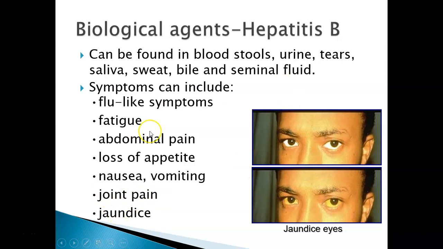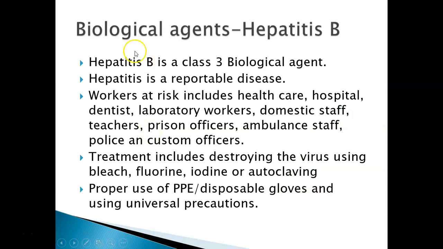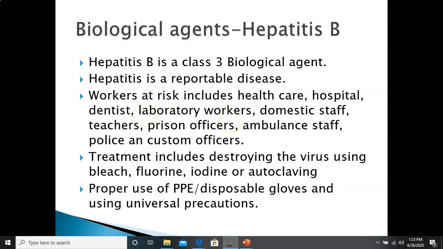Hepatitis B is a class 3 biological agent. Control measures include destroying the virus using bleach, heat, and proper use of PPE, disposable gloves, and universal precautions. Universal precaution is that you assume someone has the disease, and you take all the precautions you would take if you knew for sure that they had it anyway. Treatment: no vaccine available. 1% to 5% develop cancer or cirrhosis of the liver.